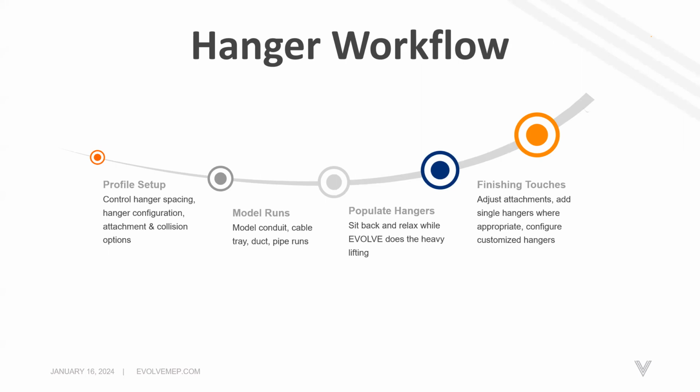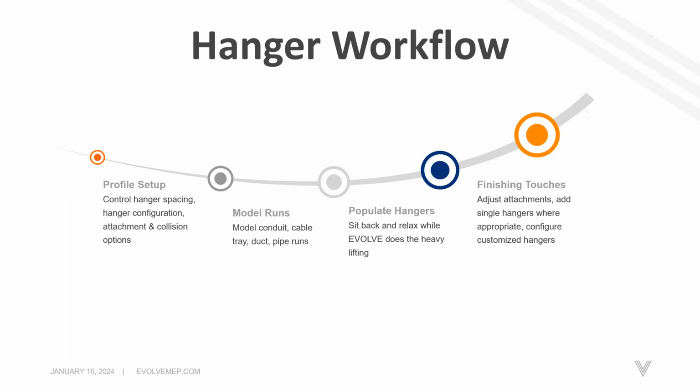The first thing that you're going to want to do is set up your profiles. With one of the tools, they are actually called profiles. In mechanical, if you're using the ITM hangers, it's really just the ITM hanger configuration. But really what we're talking about is setting up configurations. Those are things like your hanger spacing, what type of hanger you're placing, whether or not it's got attachments on it, and then any collision avoidance and collision detection options. So all of those setup things.